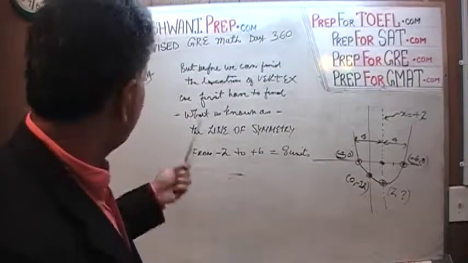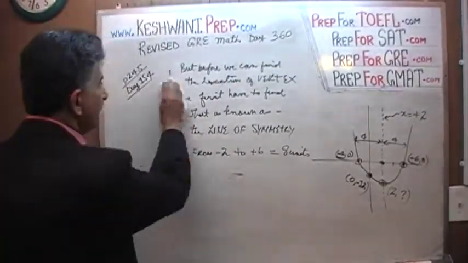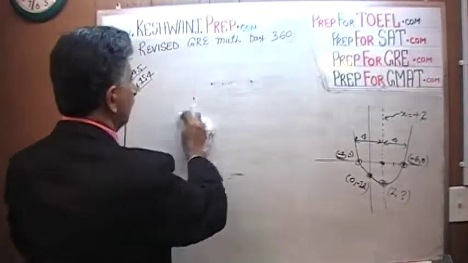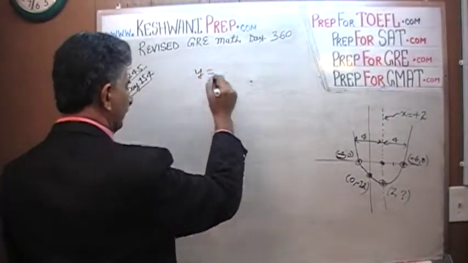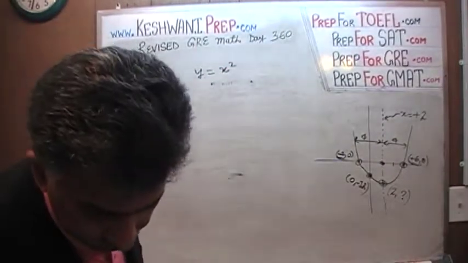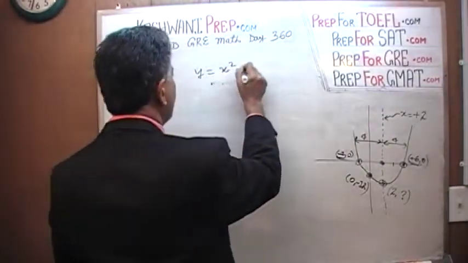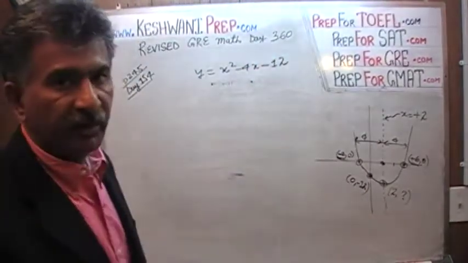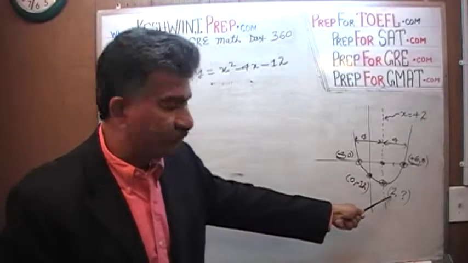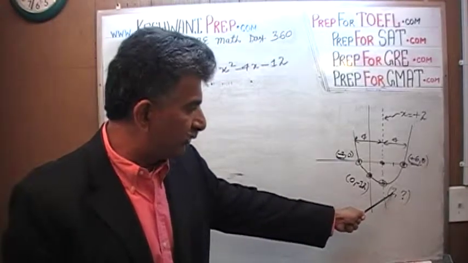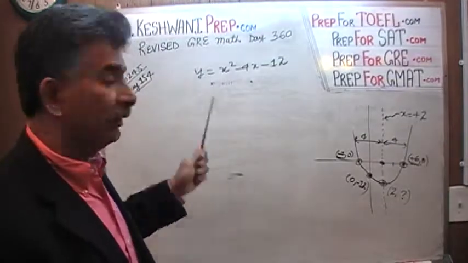It's also very straightforward. We have the equation here. We know y is equal to x squared minus 4x minus 12. X is 2 over here. If x at that point is 2, all we have to do is put in the value of 2 for x in here, and we can figure out the value of y.